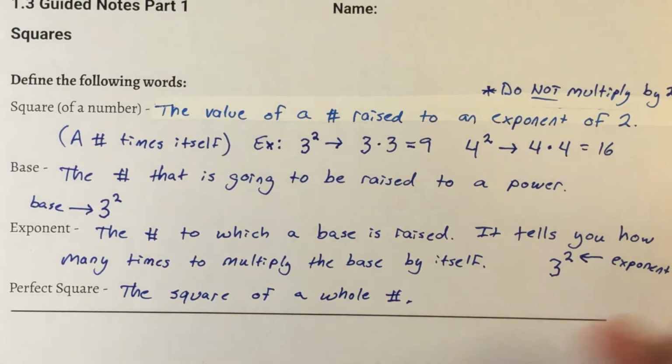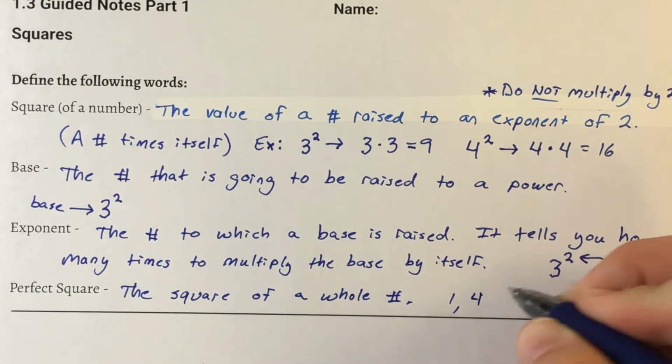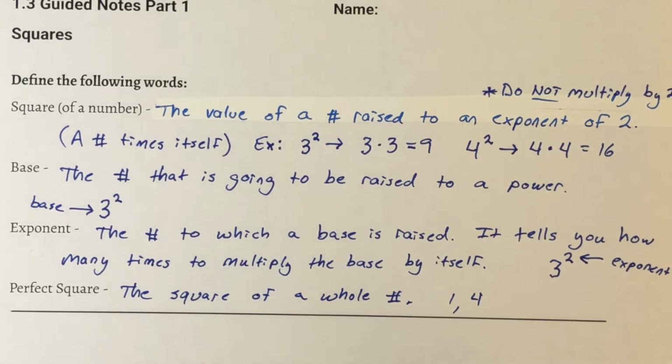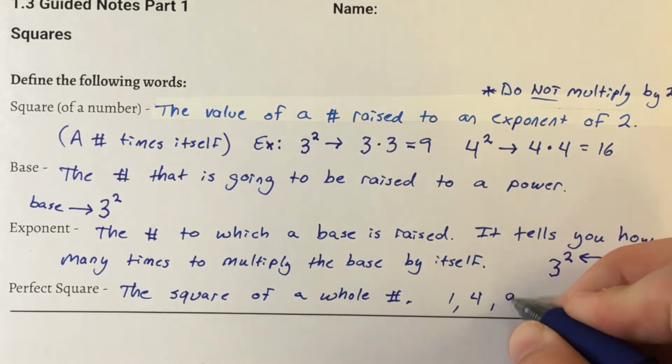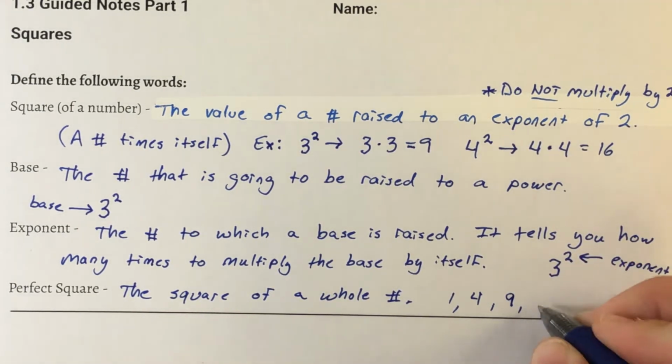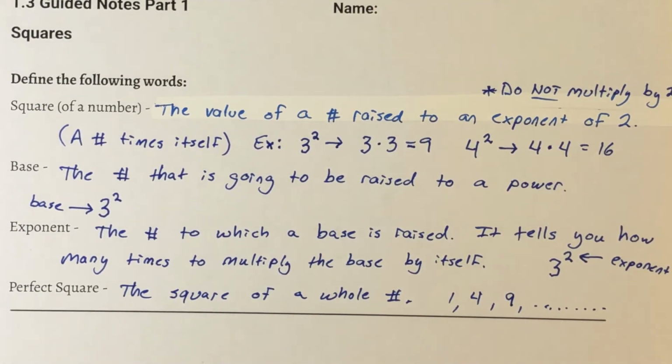So the first perfect square would be 1. How do I get 1? Well, 1 times 1, or 1 squared. Our next one would be 4. How do we get 4? Well, that would be 2 squared, 2 times 2. Our next one, 3 squared, or 3 times 3, that's going to give us 9, our third perfect square. Again, we're going to go over these a little later, but I would recommend that if you have your first 12 perfect squares memorized, it's generally going to make your life a little easier in math.